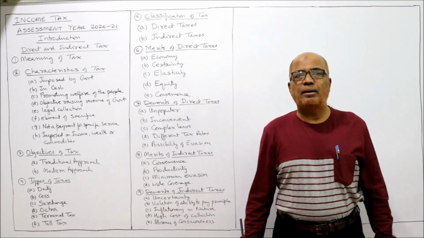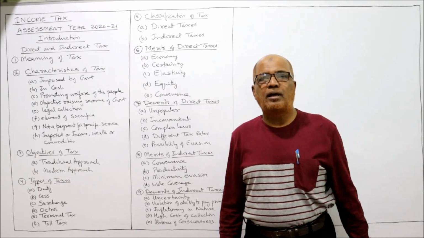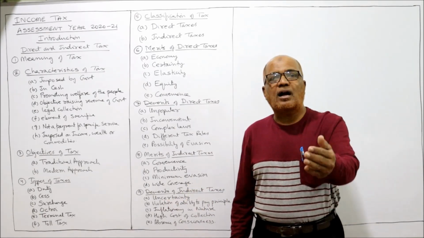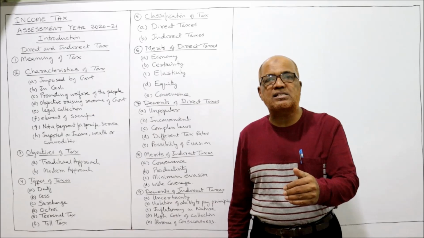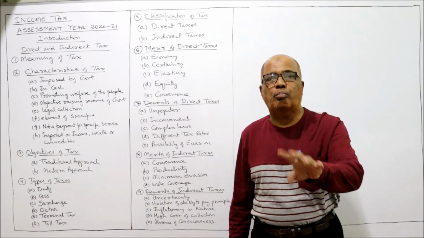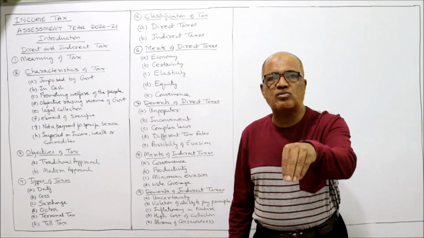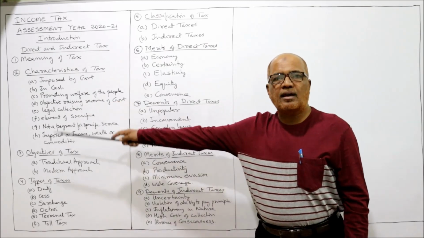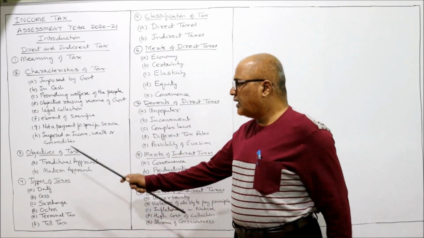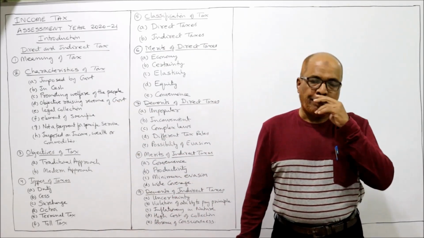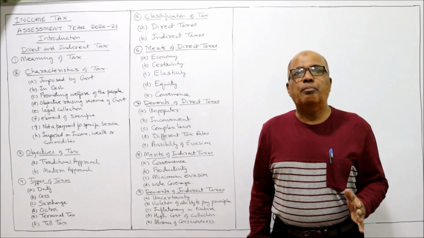The taxes will be imposed on the income of the people, the wealth of the people, and the commodities and services which the people will consume. On these, taxes will be imposed. So these are the characteristics of tax. Next one is objective of tax. Why is the tax imposed?